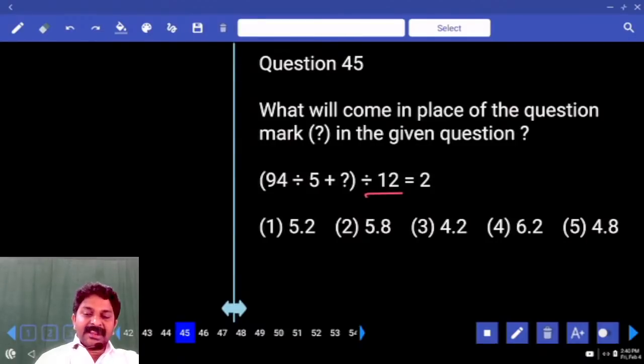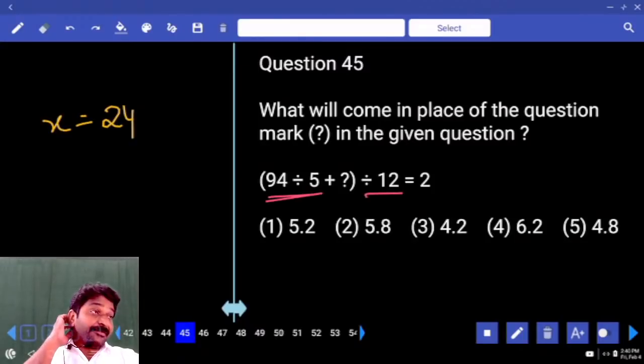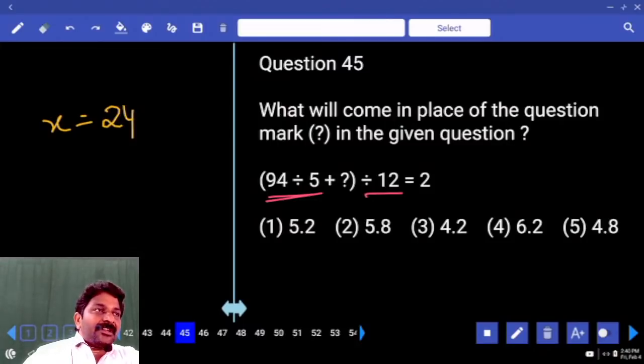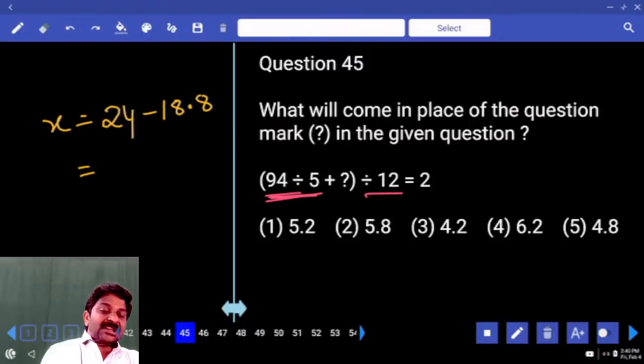Divided by 12 goes to the right-hand side, becomes 24 only. And on the left-hand side, x plus some number we have. 94 divided by 5. How do you divide any number by 5? Divide by 10 into 2. Okay? 94 divided by 10, 9.4 into 2, 18.8. Goes to the other side, becomes minus 18.8. So the answer is 5.2.